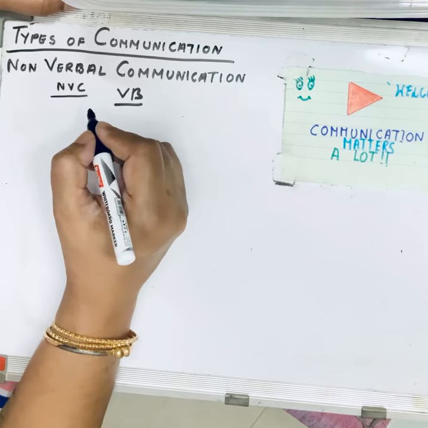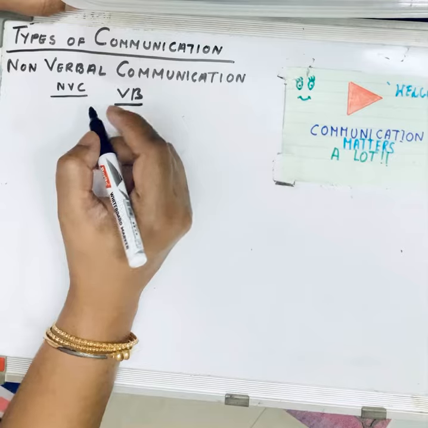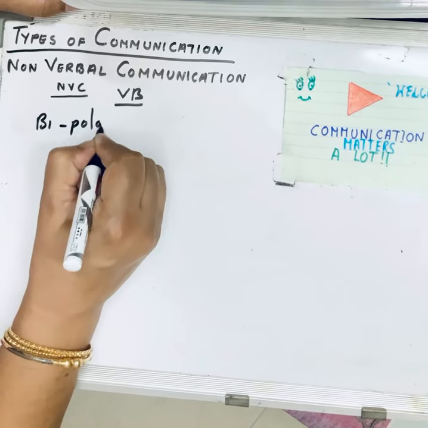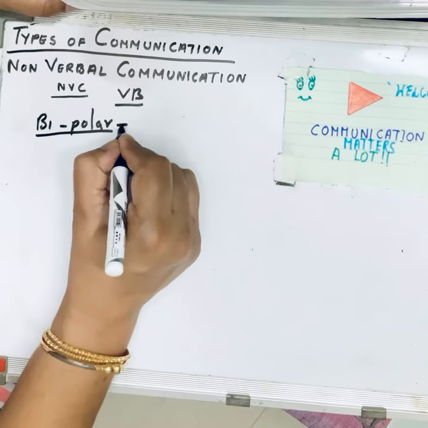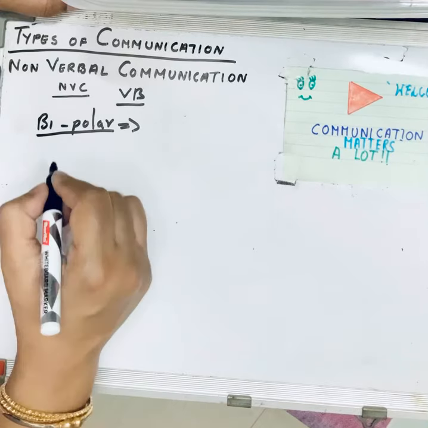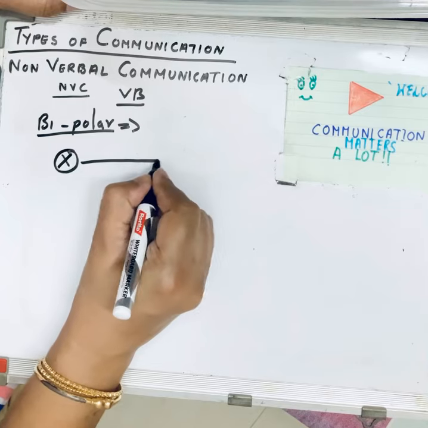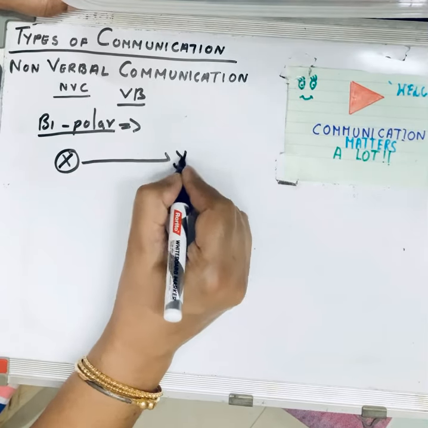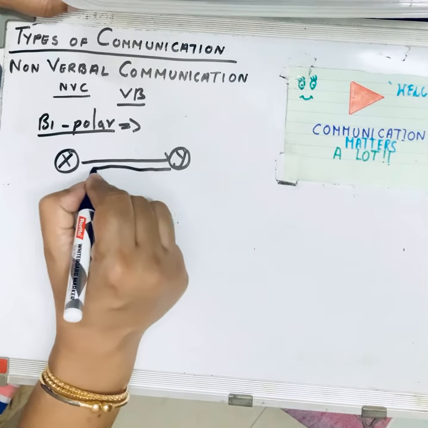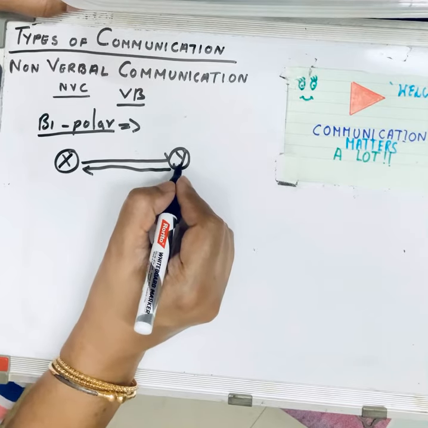Any discussion on communication should ideally start with the notion that communication is a bipolar process. As I had discussed in the last video, bipolar means that there has to be a sender X who has the initial message for receiver Y, and on receiving the message, Y responds the manner in which X, the sender, wants him or her to respond.